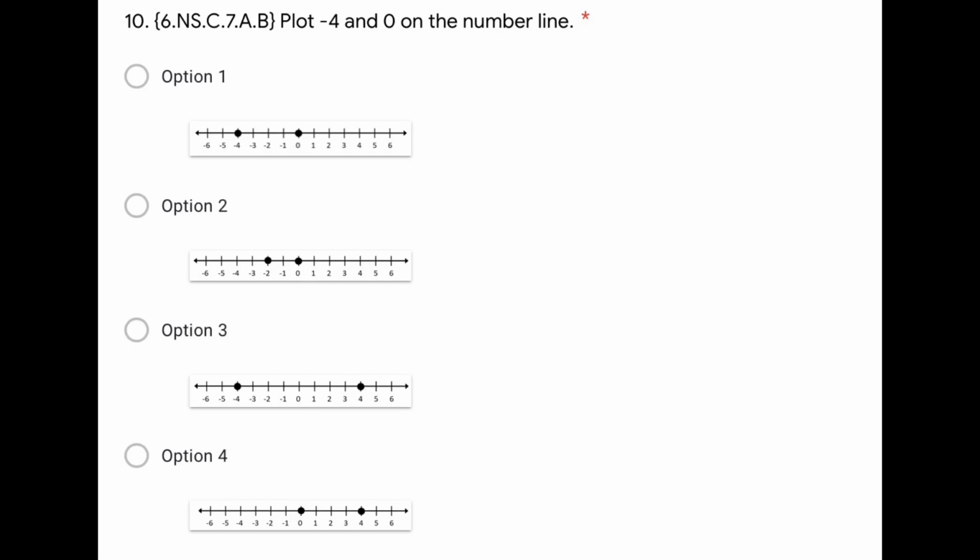Plot -4 and 0 on the number line. Is this -4 and 0? Is this -4 and 0? Is this -4 and 0? Or is this -4 and 0? You decide which option is correct.